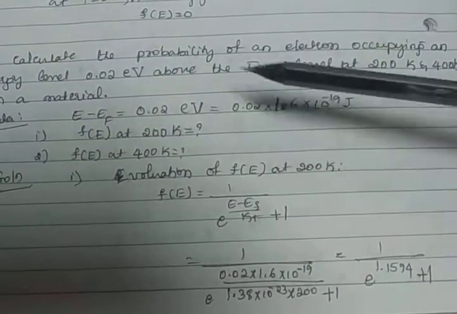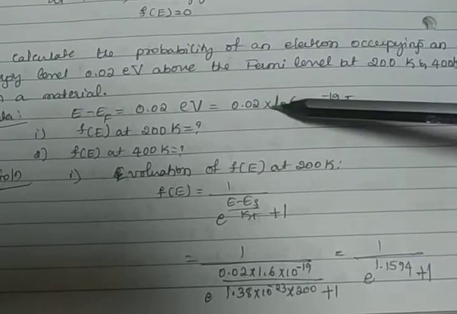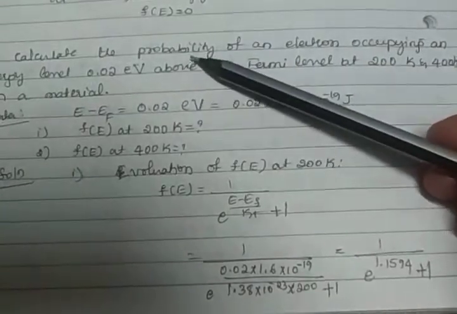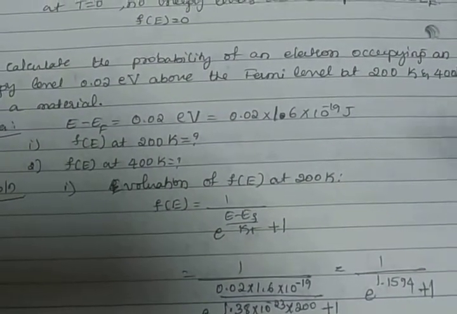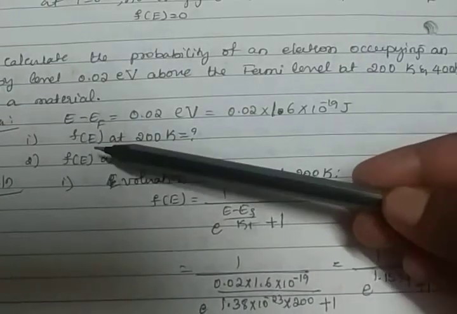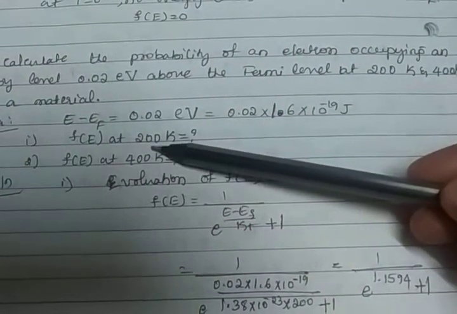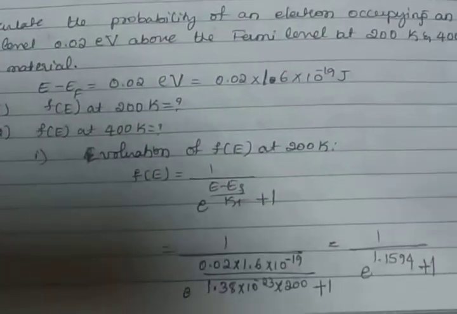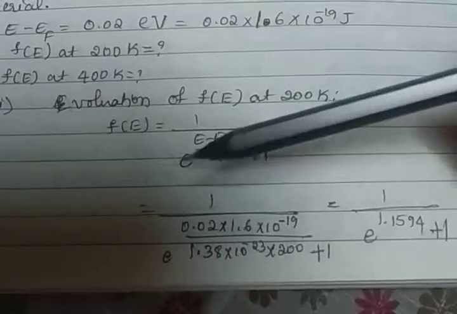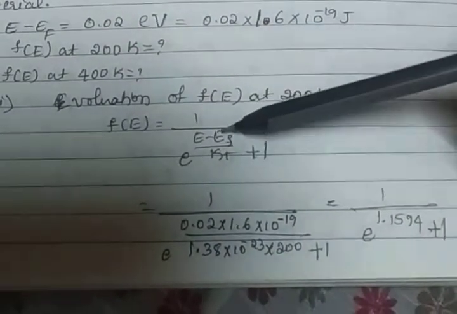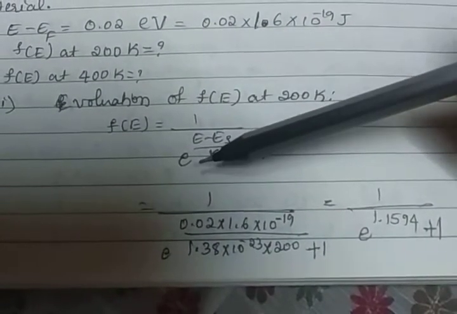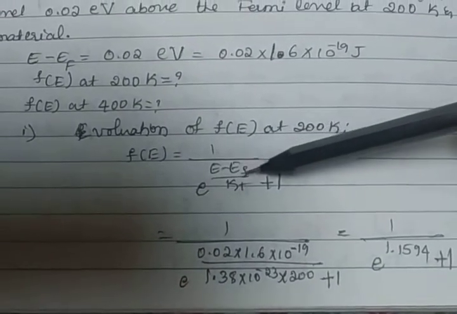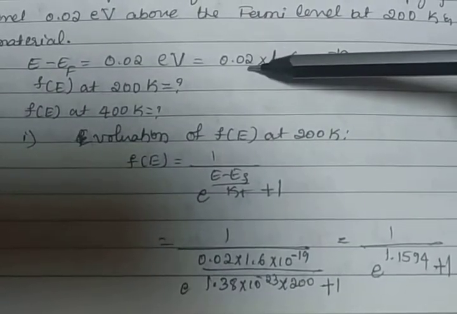Electron volt energy in terms of joule, that should be written in terms of joule. And F of E here we calculate, that is the probability of an electron occupying an energy level, F of E at 200 Kelvin and F of E at 400 Kelvin. And here to calculate F of E, the formula is 1 by e to the power E minus EF by kT plus 1. Here E minus EF is this answer.